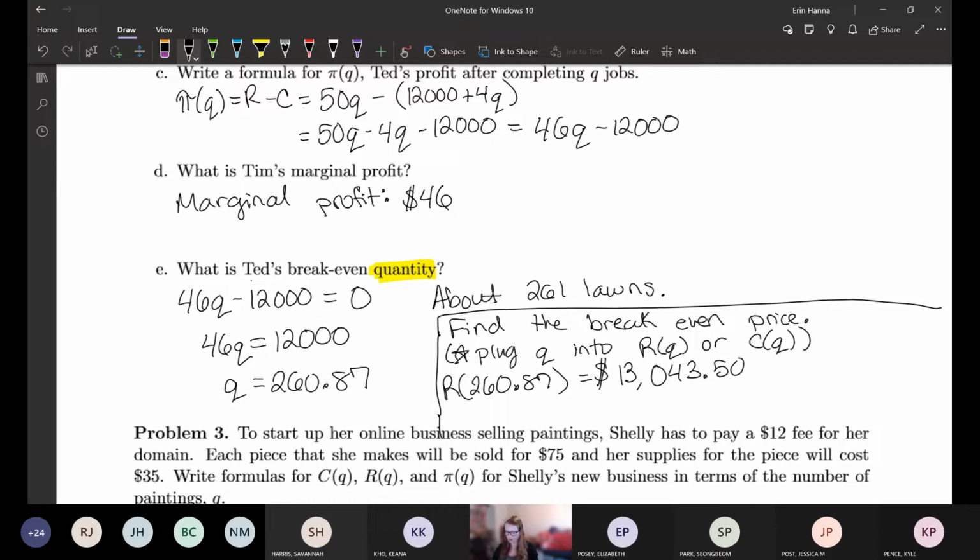So that's what the break-even point kind of means. That's why it's important. It's how many things do we have to sell? How many jobs do we have to do before we actually start making actual decent profit? Questions, concerns on that?